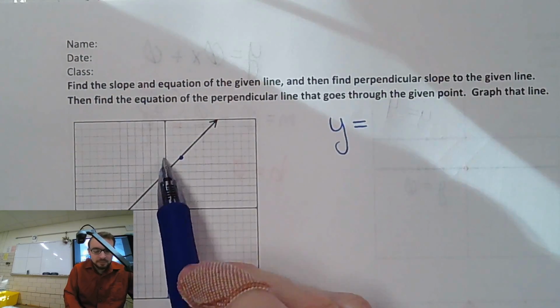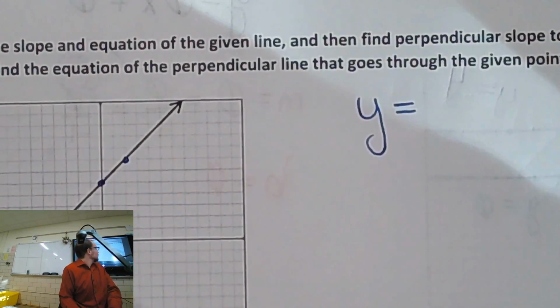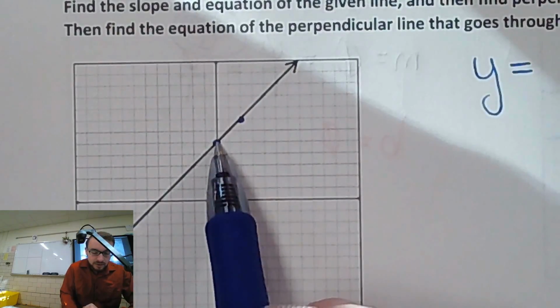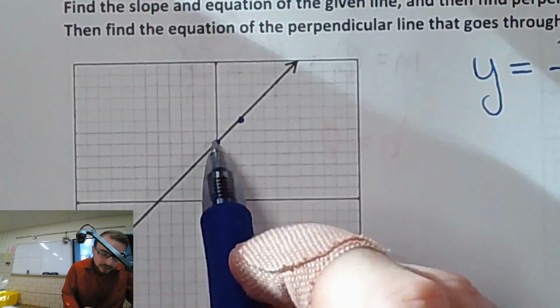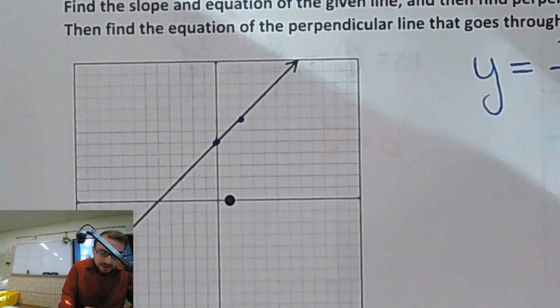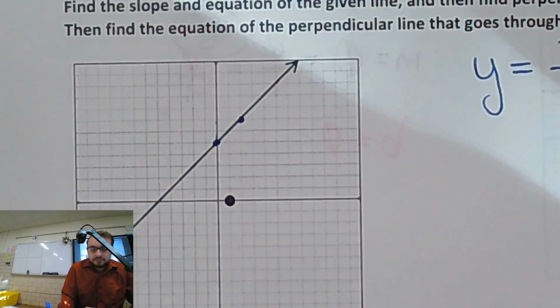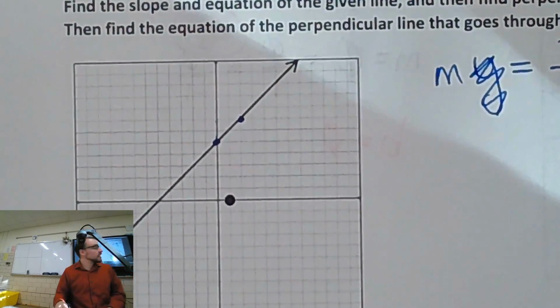How much do I go up to get to this point? How much do I go up from here to here? 2. So a rise of 2. And what's my run to get to there? 2. Now there's a simpler way to write that, right? Yep, so that's our slope for the blue line.